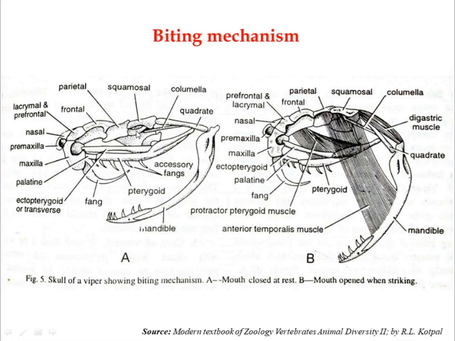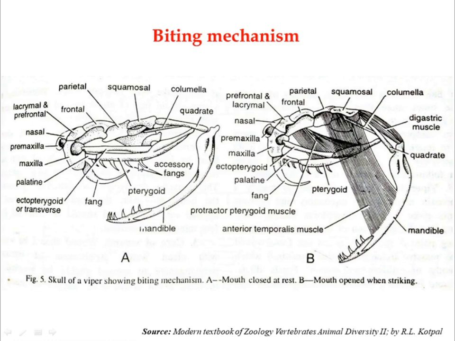Now the mechanism for biting serves two main purposes. First, the erection of fangs. The fangs are folded inside the mouth and don't remain permanently erect, so they have to be erected first. And the second one is injection of venom into the body of the victim. So these are the two main purposes served by the biting mechanism.